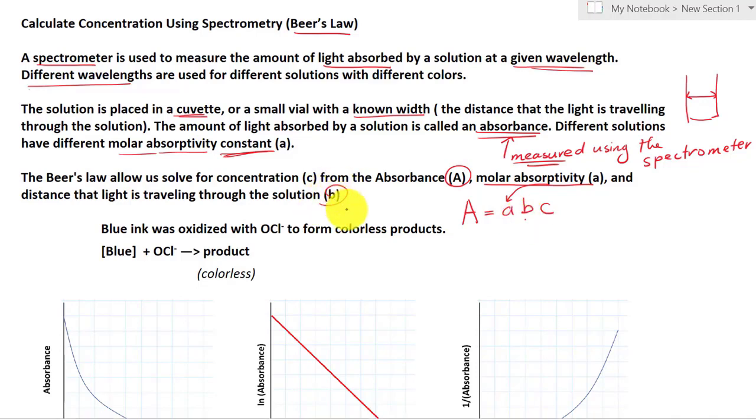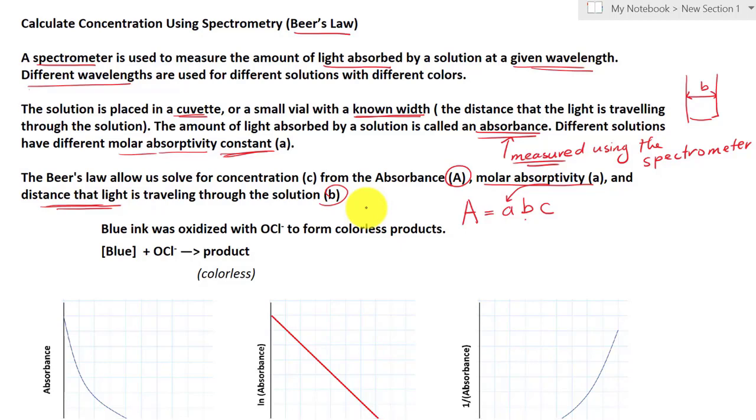Then we have our b. This is the distance that light is traveling through the solution. Remember, I drew this right here. This is your b. That's why it is important to have a known width of the cuvette, or the small vial where we put our solution in. This distance is given to us, and usually it's the same because we're using the same spectrometer.